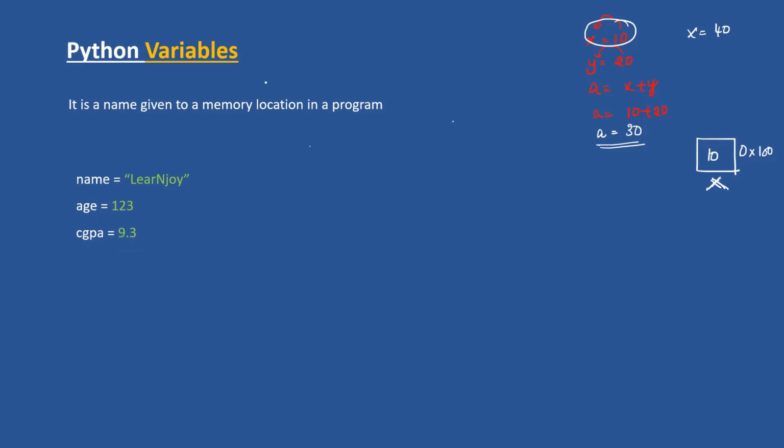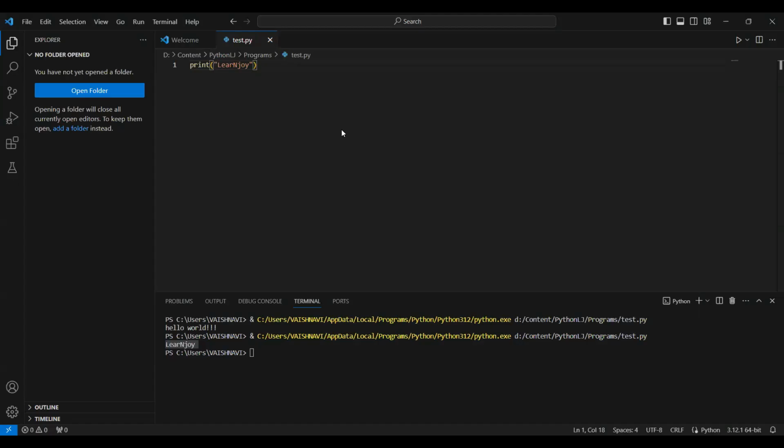Okay, so let's come back to our coding. We will do the same thing and see what happens when we run this particular program. First of all, let's create a variable called name, inside which we are giving LearnJoy. Then another variable, age, equals 23. And then one more variable, CGPA, inside which I am giving the value 9.3.